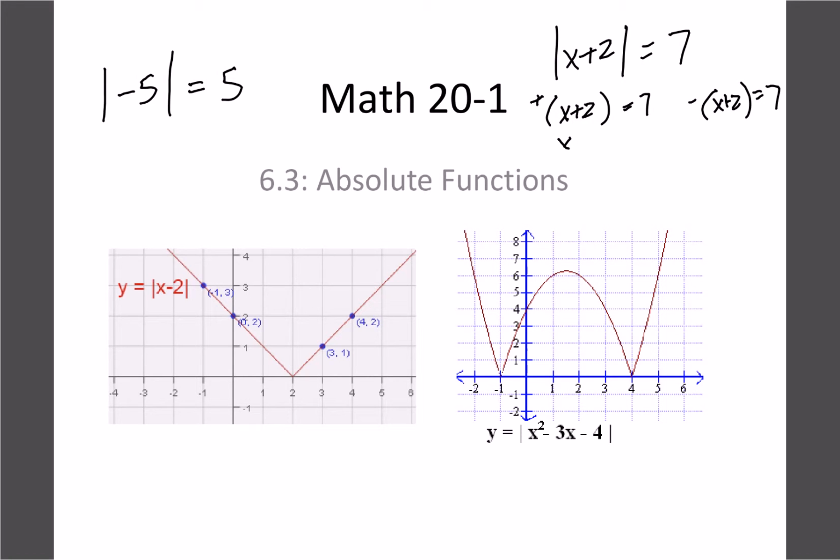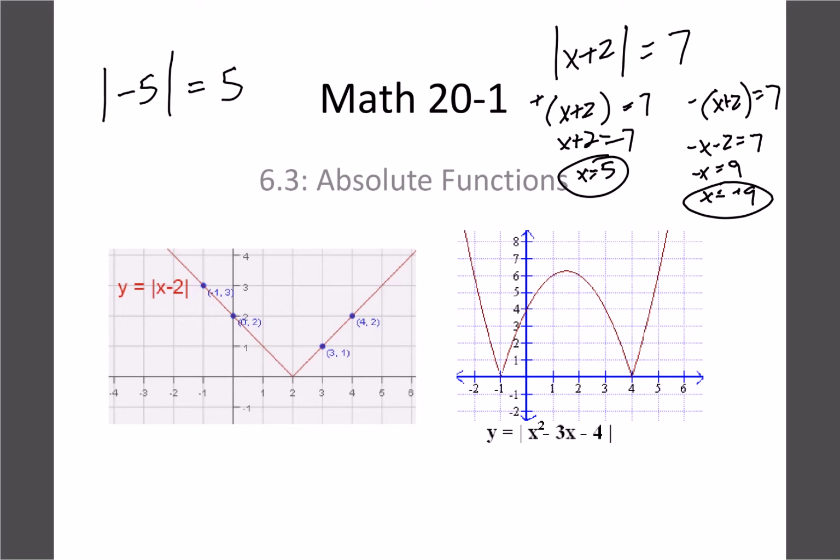So in this case we'd have x plus 2 equals 7. So x would equal 5, and for the other one we'd have minus x minus 2 equals 7. So we'd have minus x equals 9, or x will equal negative 9. And if we plug both of those into the equation, they both will work, so we get two different solutions.